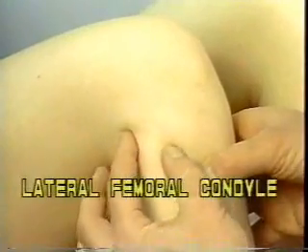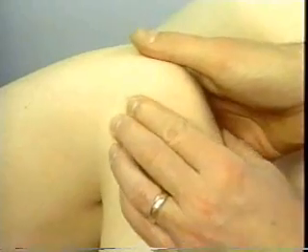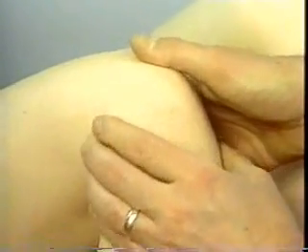Lateral femoral condyle. Return to the anterolateral soft tissue depression and palpating upwards, locate the lateral femoral condyle. Less of the articular surface of the lateral femoral condyle is palpable than the medial condyle because of the overlying lateral aspect of the patella.